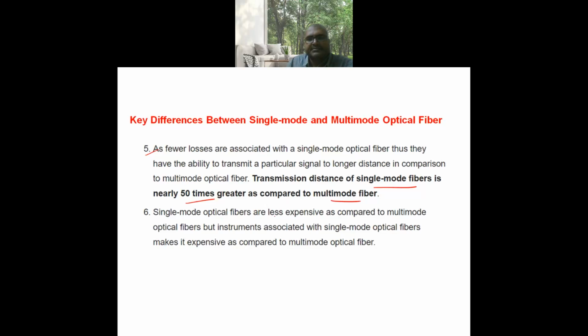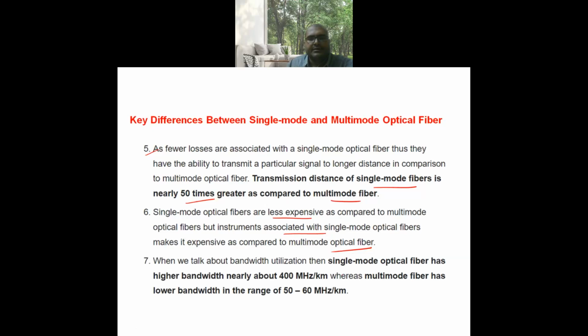Single mode optical fibers are less expensive as compared to multimode optical fibers, but the instruments associated with single mode optical fiber make it expensive as compared to multimode optical fiber. The transmission bandwidth of single mode fiber is high when compared to the transmission bandwidth of multimode fiber.